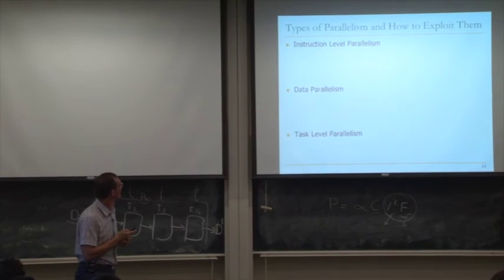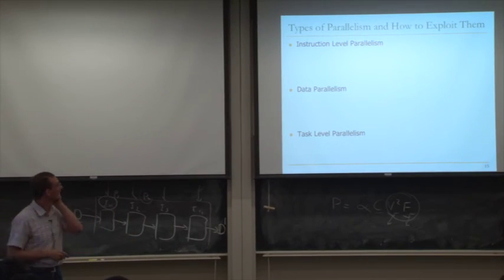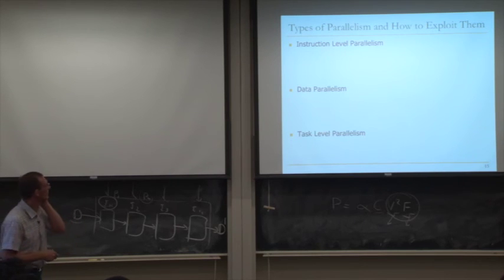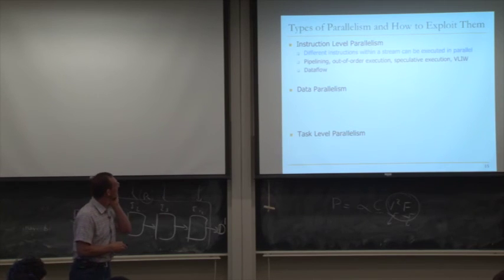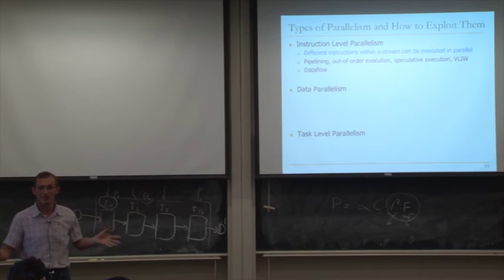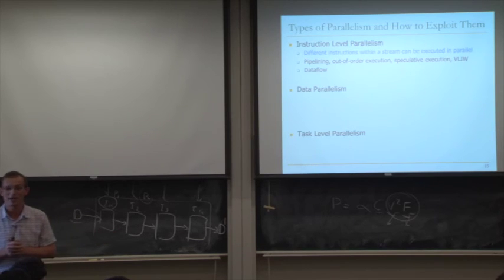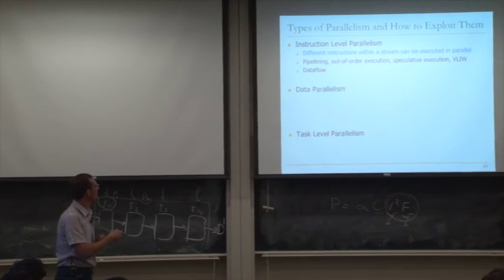Okay. So let's talk about different types of parallelism. I'll cover this relatively quickly, because hopefully you know many of these from previous classes. There are three major kinds of parallelism. Instruction level parallelism is one, data parallelism, and task level parallelism. In instruction level parallelism, different instructions can be executed in parallel in a single stream. And you've seen this in 447 and 740.